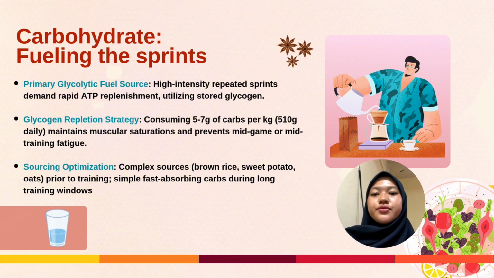Next is glycogen repletion strategy. By consuming 5 to 7 grams of carbs per kilogram, which is 510 grams daily, it helps to maintain muscular saturation and also prevent mid-game or mid-training fatigue. And lastly is sourcing optimization, which is complex sources like brown rice, sweet potato, oats prior to training. So it is very simple to absorb carbs during long training windows.